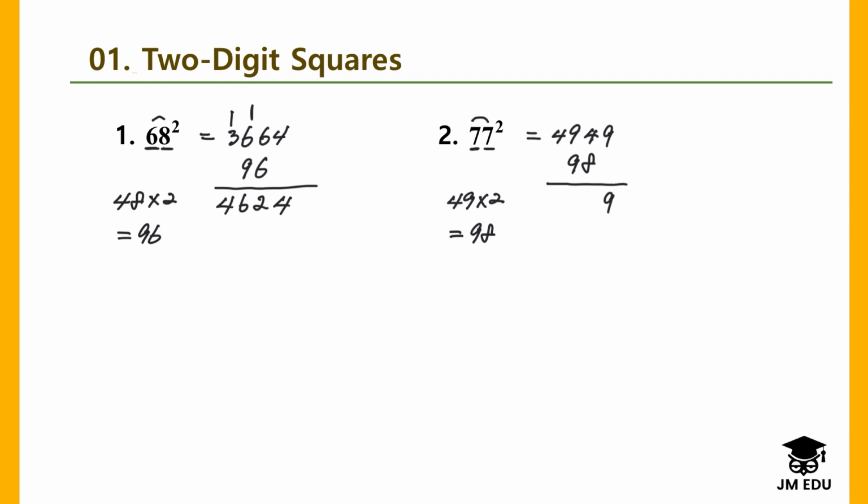So add numbers. 9, 4 plus 8, that's a 12. 1 plus 9 plus 9, that's 19. So 1 plus 4, that's 5. So the answer is 5,929.